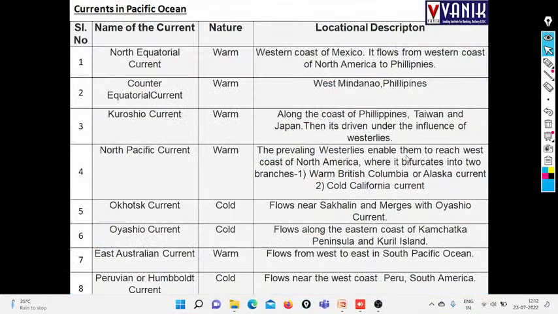Then you see this one, the Kuroshio Current. The Kuroshio Current is near Japan. By nature it is a warm current. It flows along the coast of Philippines, Taiwan, and Japan. It is driven under the influence of westerlies.